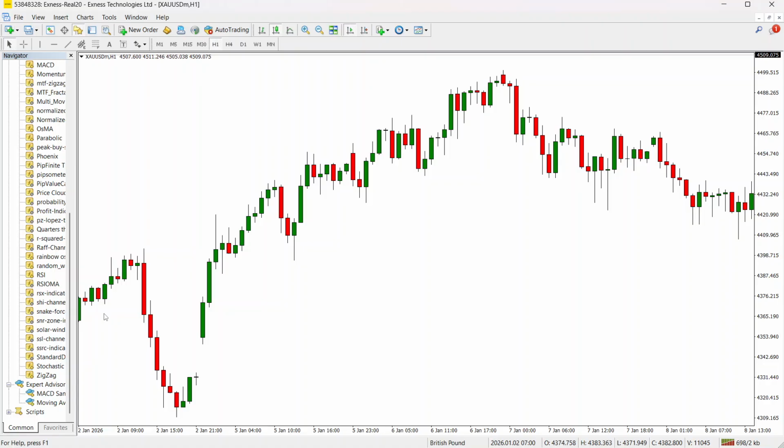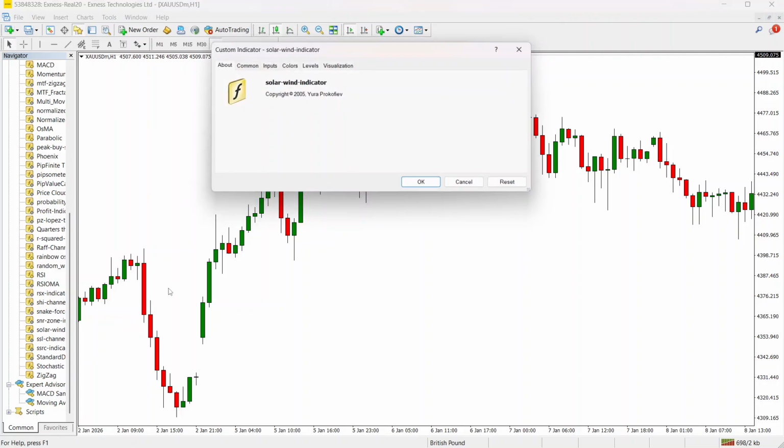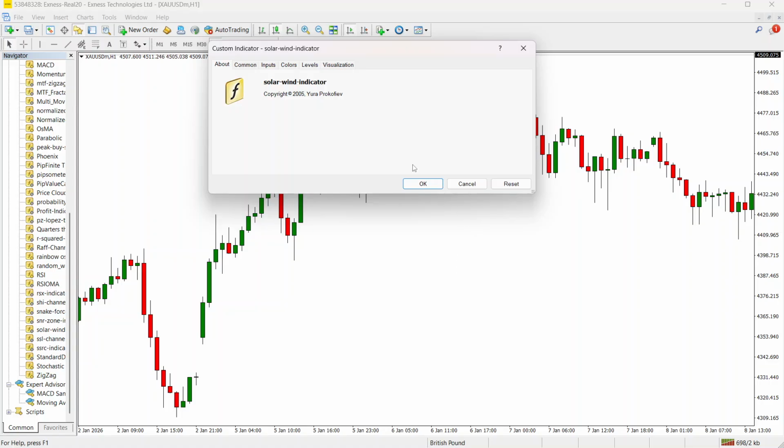When the market momentum strengthens in one direction, the histogram bars extend accordingly and take on a particular color. And when the momentum weakens or reverses, the bars change color and shift to the opposite side of the axis.